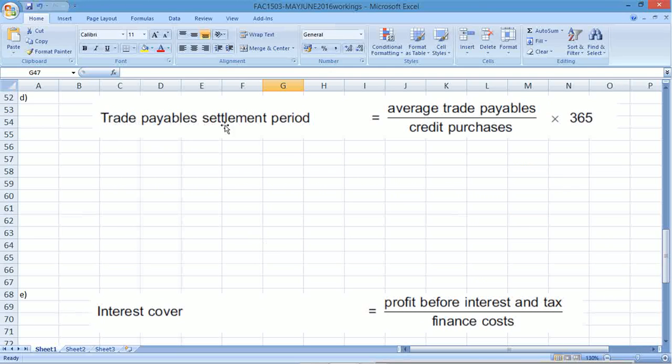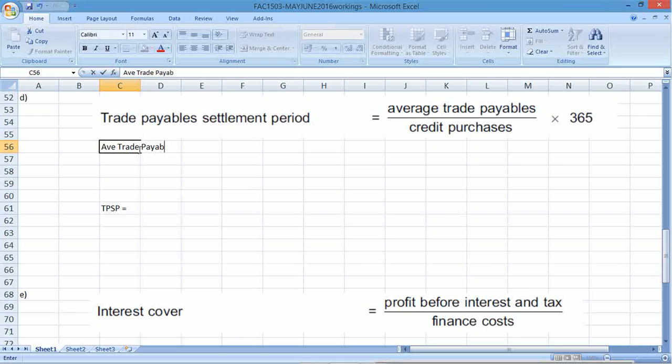Okay, just to revise as we go as well. Right, trade payable settlement period. Average trade payables over credit purchases. So TPSP, just to abbreviate, instead of having to write all of it again. Okay, we need averages first, so I actually need to move this down.